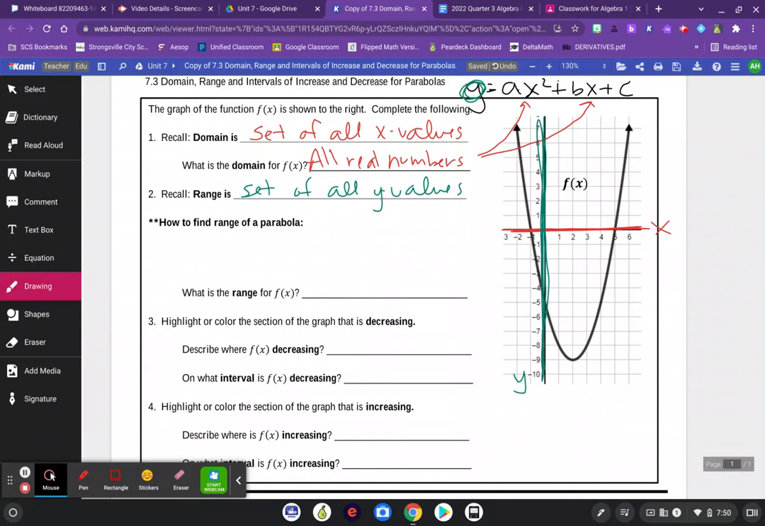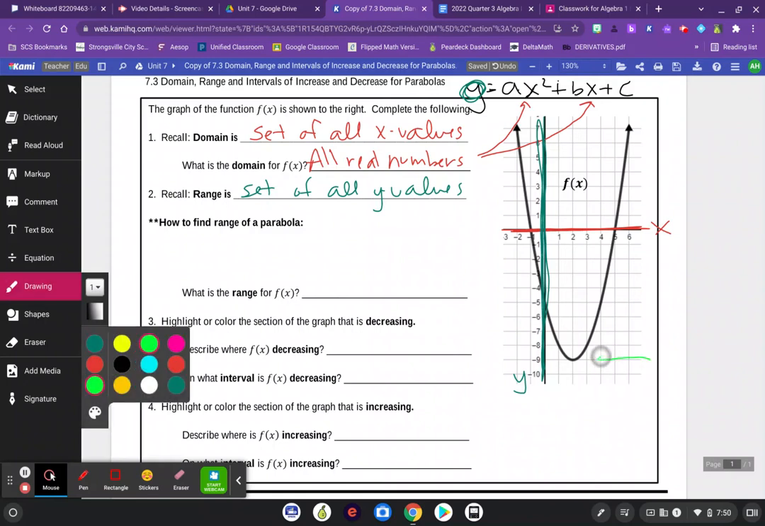In fact, you'll notice that below this y value right here, there are no other y values that get used, and that y value happens to be -9. In fact, in this particular case, every y value -9 or higher ends up getting used, but any y value below -9 does not get used. So that means that the range is a little trickier than the domain, okay?